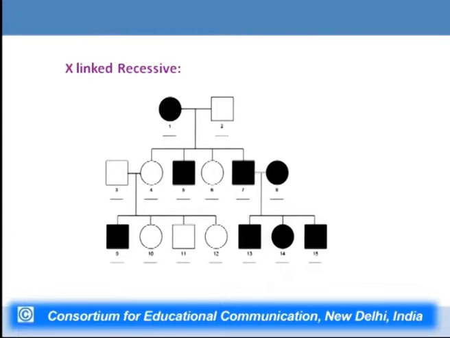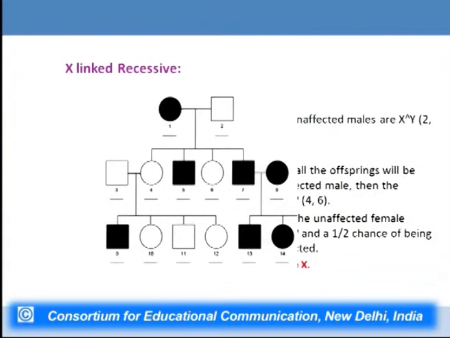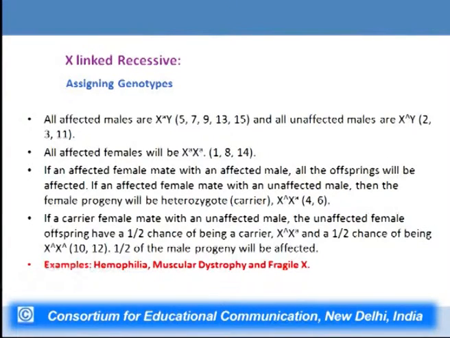This particular pedigree chart is that of X-linked recessive inheritance. How do we assign genotypes to X-linked recessive inheritance? All affected males are X small a Y, all unaffected males are X capital A Y. All affected females will be X small a X small a. If an affected female mates with an affected male, all the offspring will be affected. If an affected female mates with an unaffected male, then the female progeny will be heterozygous, that is a carrier, X capital A and X small a.